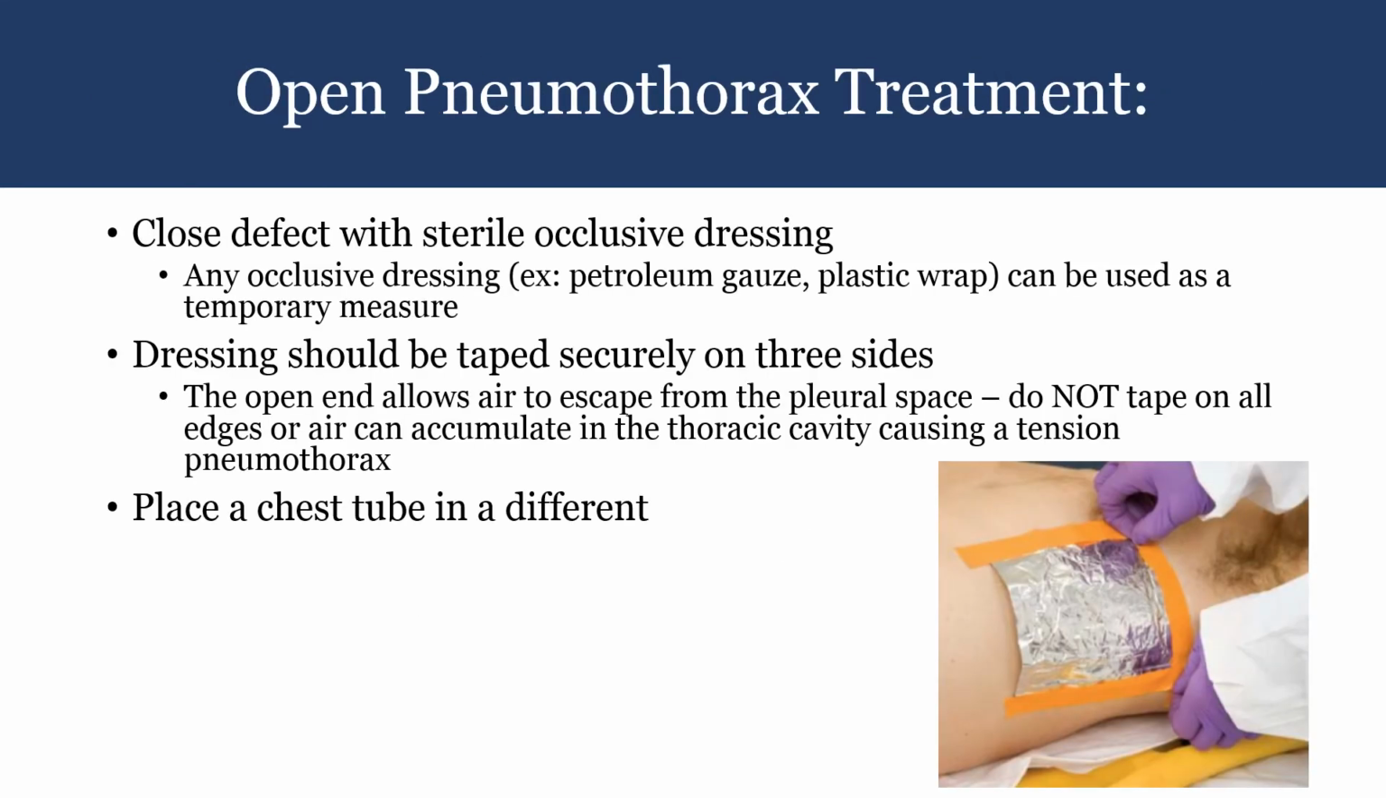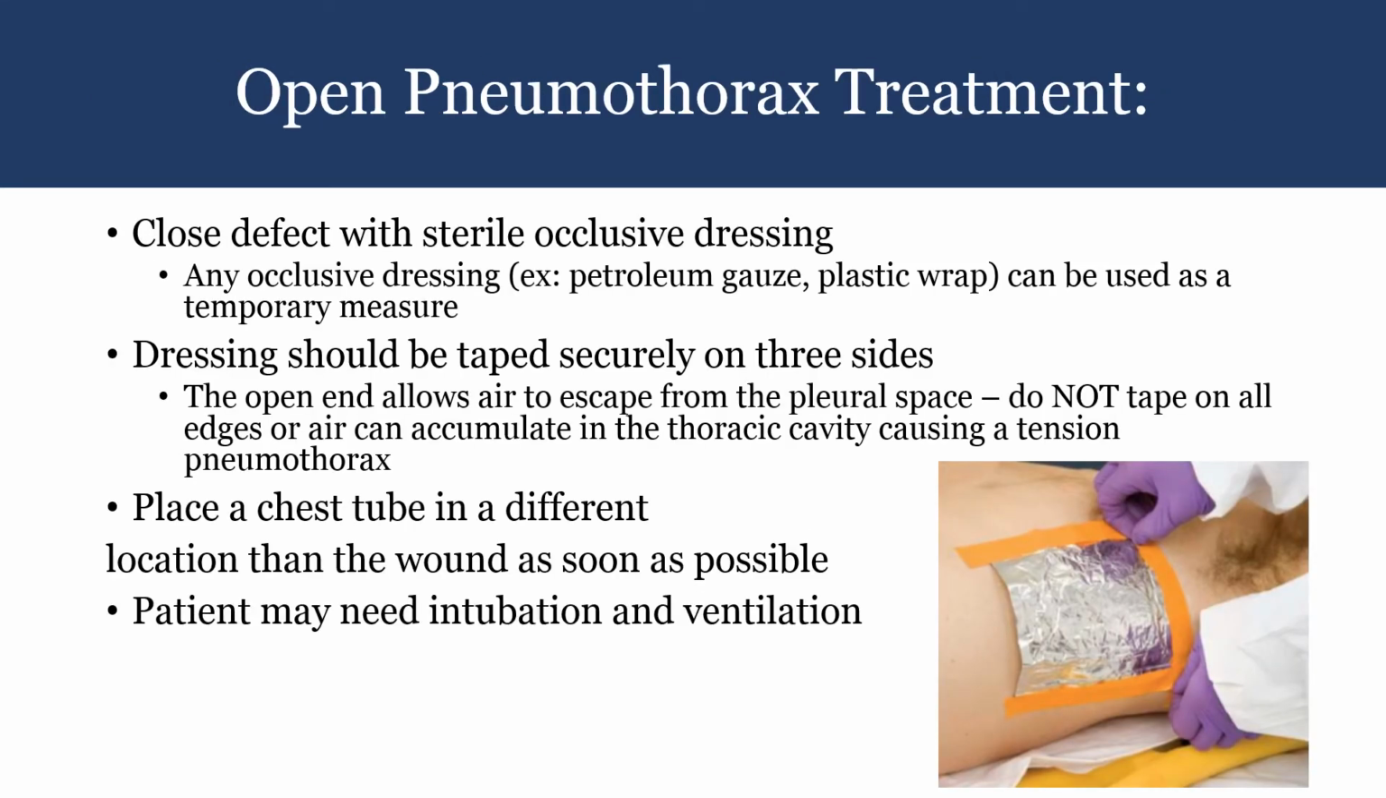How do we treat a sucking pneumothorax or an open pneumothorax? One is that we want to close the defect with an occlusive dressing. So any occlusive dressing, we can have petroleum gauze, or plastic wrap can be used as a temporary measure.